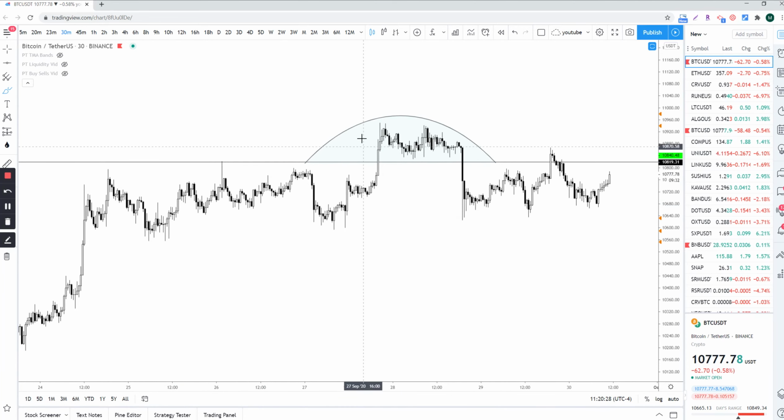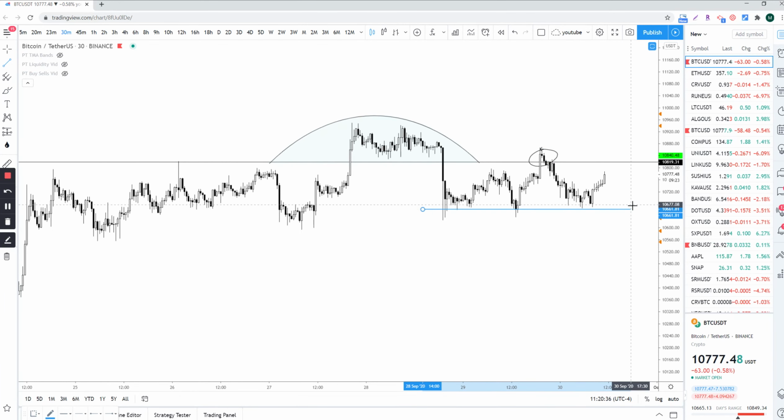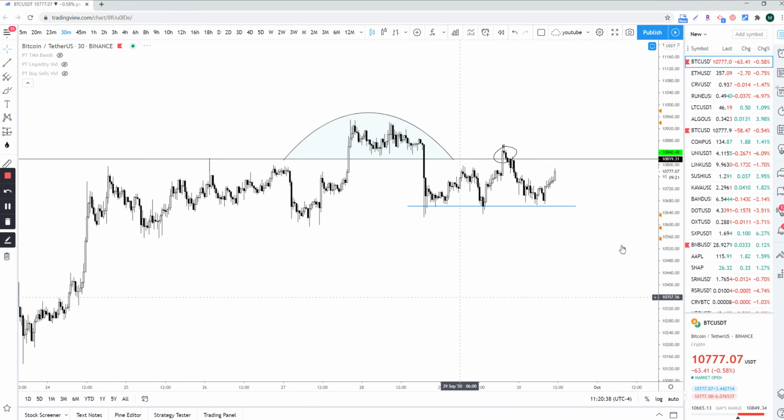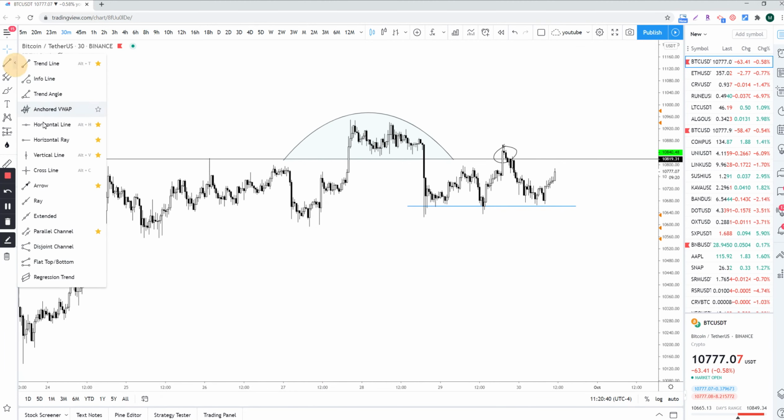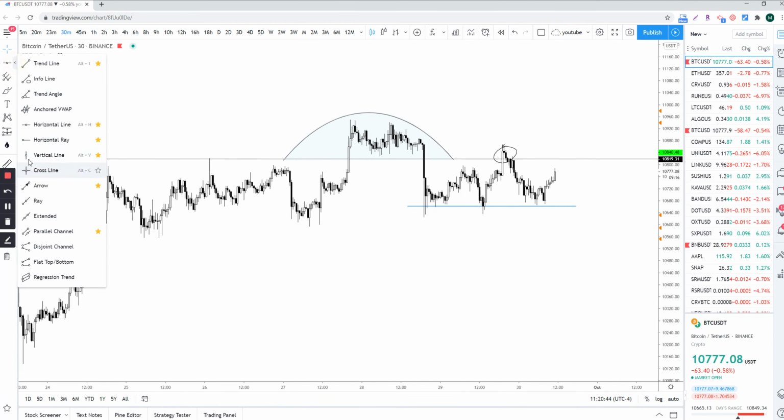Consolidate, break above, deviate back under, retest, fake out, dump. But as long as this 10.6 holds, right here, we're not going to see lower pricing. But there's tons of liquidity over here.